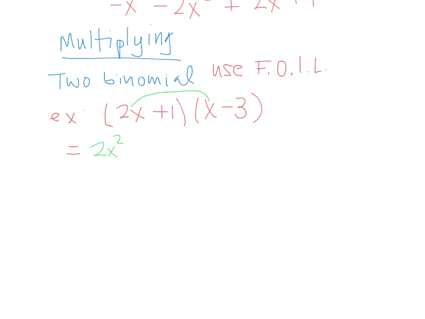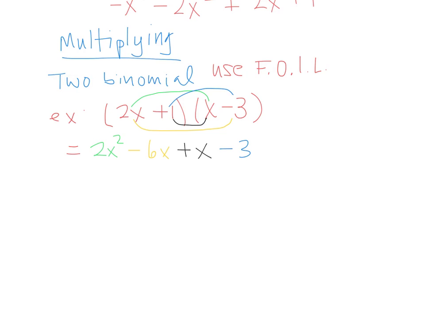And then the O stands for the outer. So the outer terms would be the 2x and the minus 3. We want to remember we keep that negative in there, so that's going to be a negative 6x. And the I stands for inner, so the inner term, that's the 1 and the x, so we get plus x. And the L stands for last, so the last term, that's going to be the 1 and the negative 3. Again, we want to remember to use that negative 3.